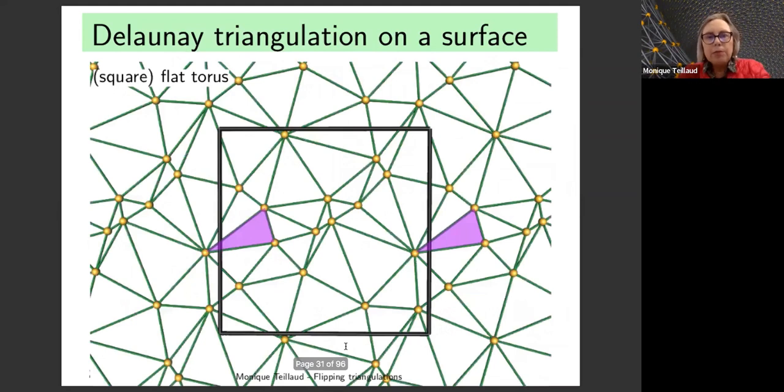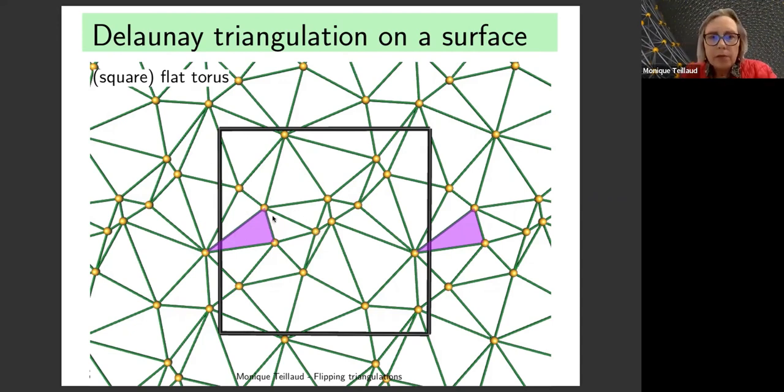And so what we call a Brunet triangulation of the surface is actually the projection of the infinite Brunet triangulation of the lifts of the points in the universal covering space. So here we have points in a square. Here the flat torus is defined by a square with two perpendicular unit vectors. And so each point has infinitely many lifts.